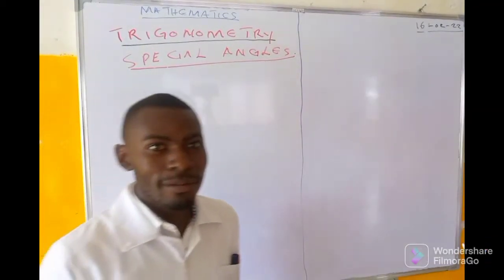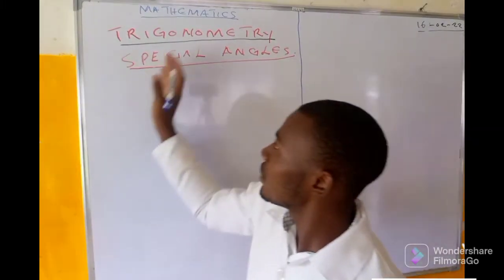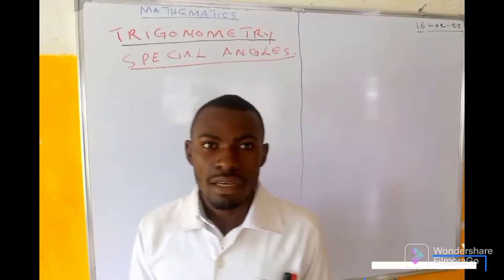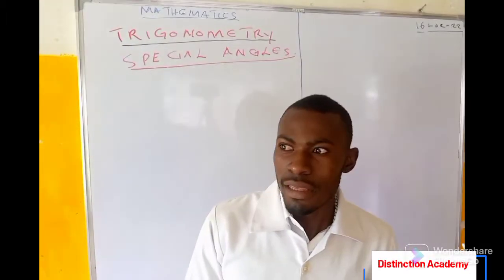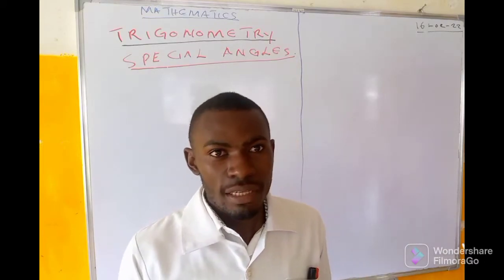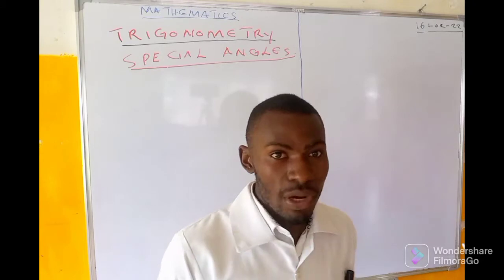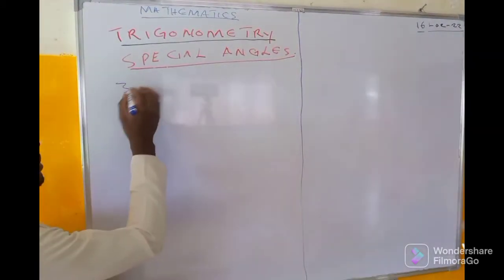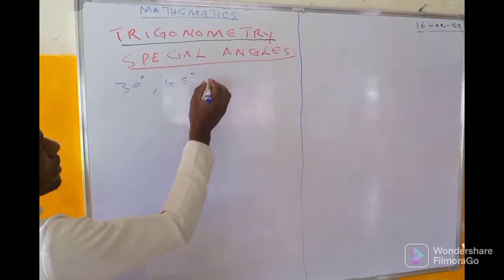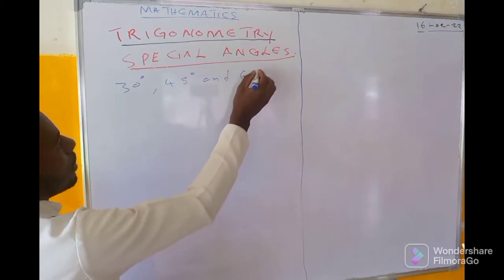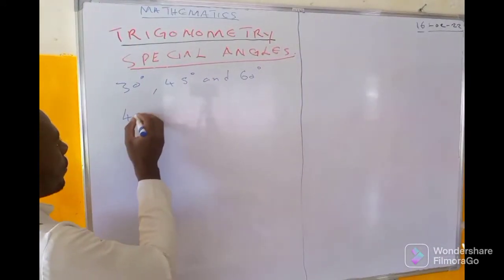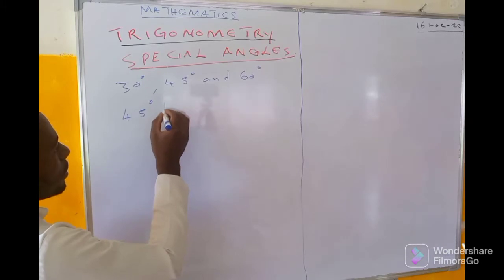My name is Kakoma, and today we are going to learn about the trigonometric ratios under the special angles. So what are these special angles? These are special angles that are used to find the sides without using a calculator. And these special angles are 30 degrees, 45 degrees, and 60 degrees. To start with, we are going to start with the 45 degrees triangle.